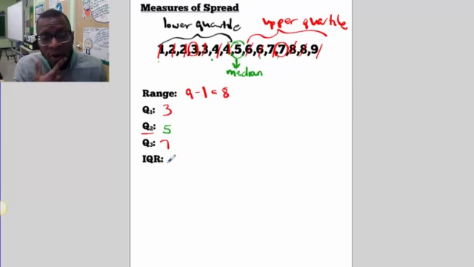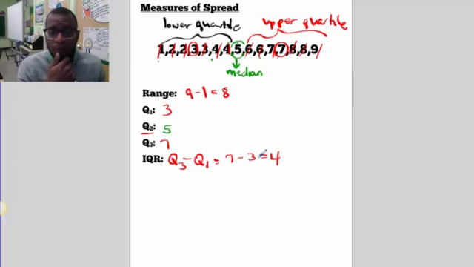Okay, and so remember, our interquartile range is simply just Q sub 3 minus Q sub 1, or our third quartile minus our first quartile. So we're actually going to have a value of 7 minus 3, which is 4. Okay, and so that's how you find your measures of spread for a set of data.